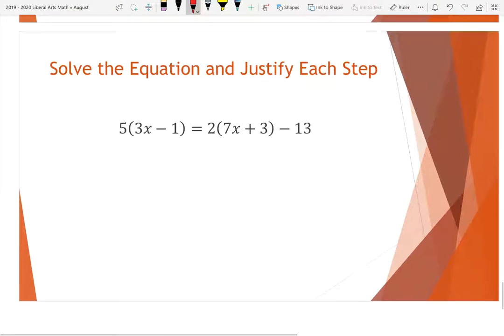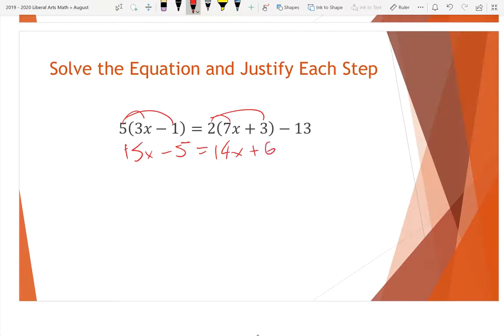We have one more to solve, and it looks pretty intense. So let's do a couple things here. We're going to distribute, so we'll have 15x minus 5 equal to, again, we'll distribute this as well, 14x plus 6, and then minus 13. So here I'm technically using the distributive property twice. Distributive there twice.